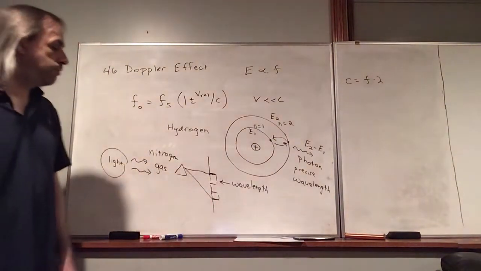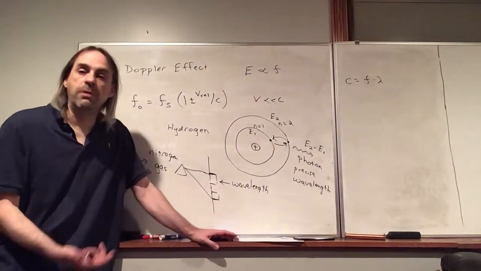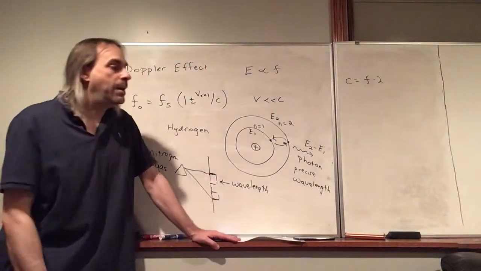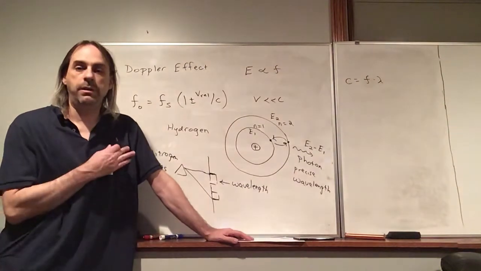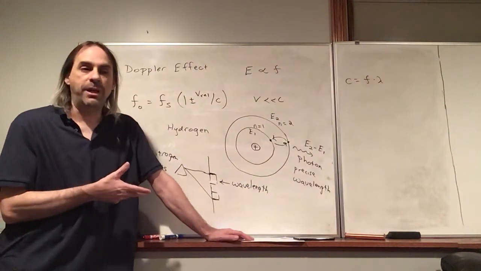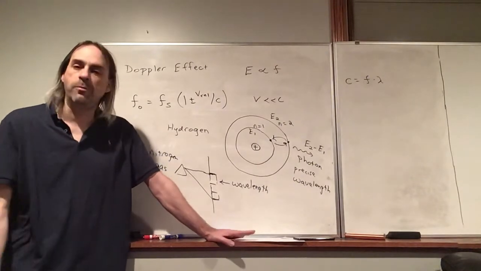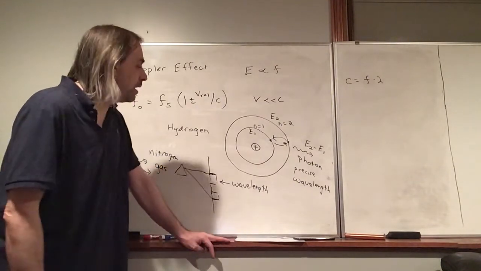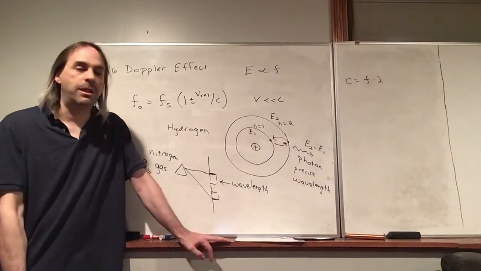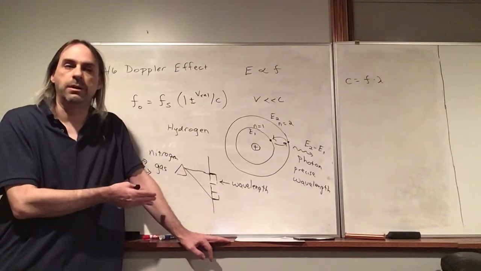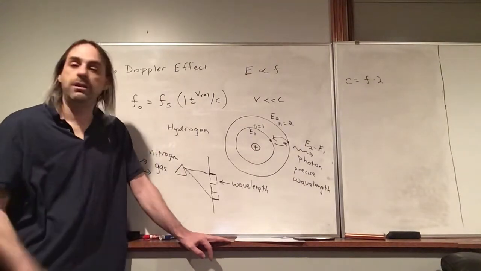And what do you do if you discover a new element? You give it a name. Because it was discovered in the sun, they decided to name it after a Greek sun god named Helios. So they called this new element helium. So kind of amazing. We never knew helium existed until we discovered it in the sun. And that was in the 1800s.